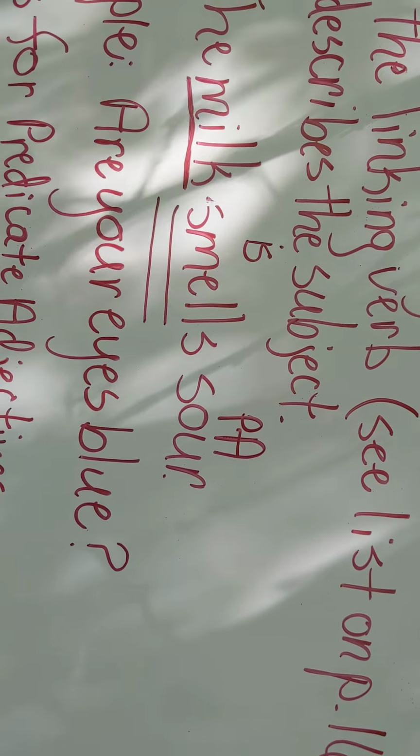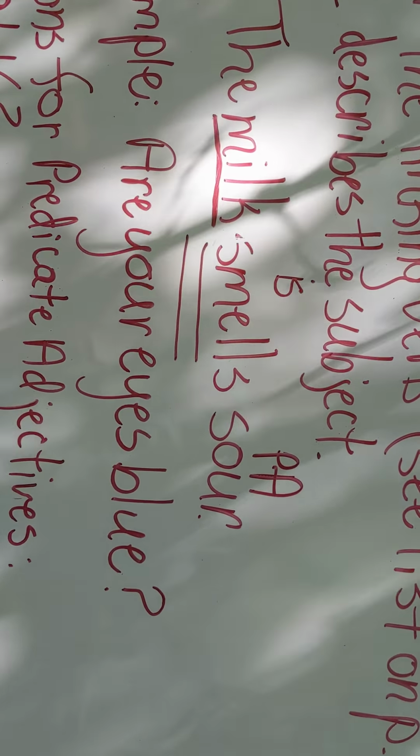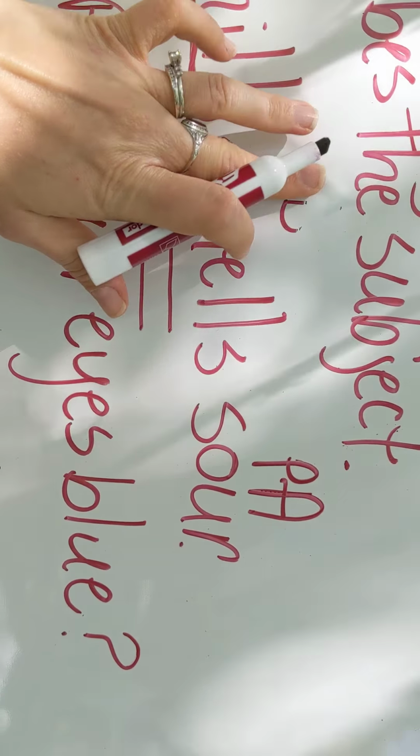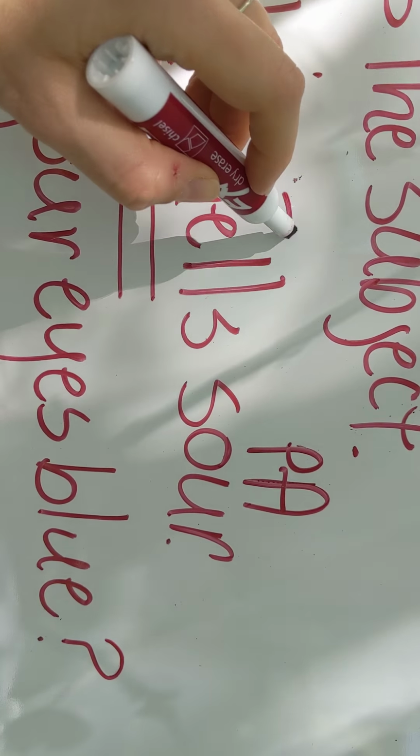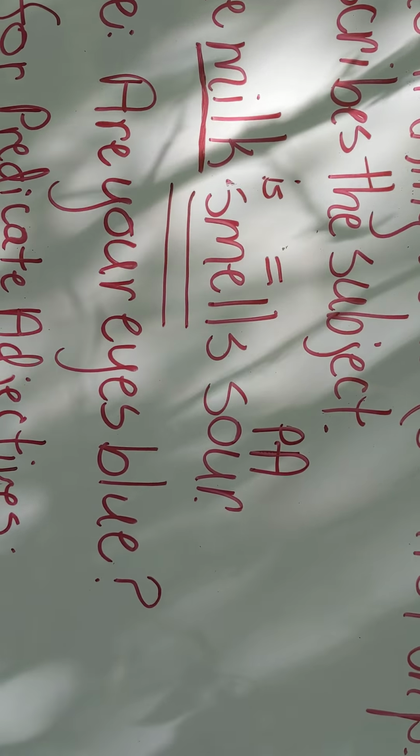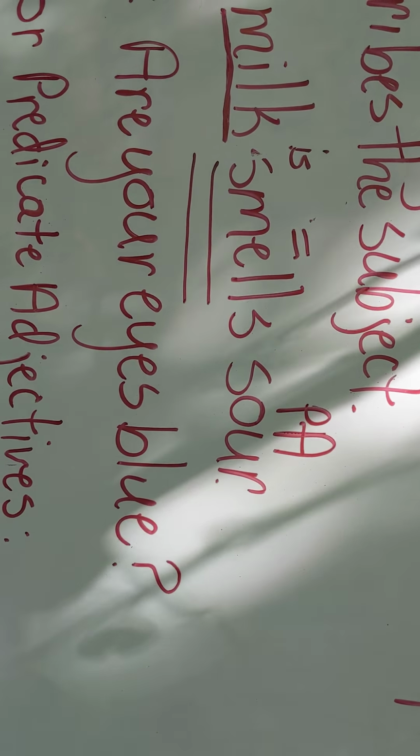Remember the other test I gave y'all in class before with predicate nouns? So I can do is. I'm going to write is smaller over here. But I also do an equal sign. Can I say milk equals sour? If I can say that also, then yes, it checks as a predicate adjective.